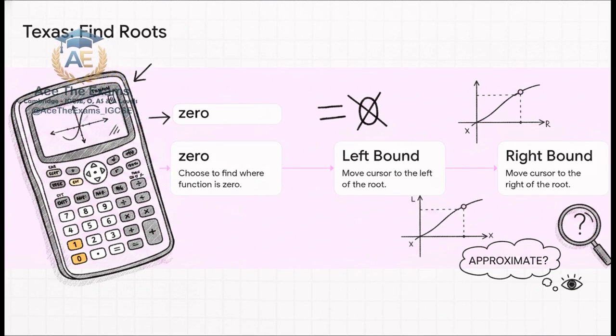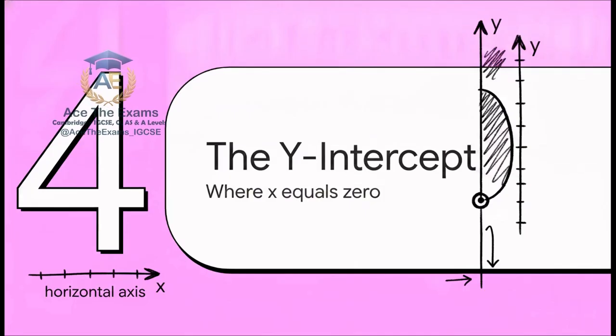The GDC zooms in on that bounded slice of the graph and locks onto the coordinate. Quick heads up though, our sources note that sometimes the TI gives you a ridiculously close approximation instead of a perfectly clean whole number. So just keep an eye out for that. Which brings us to Section 4, Locating the y-intercept.